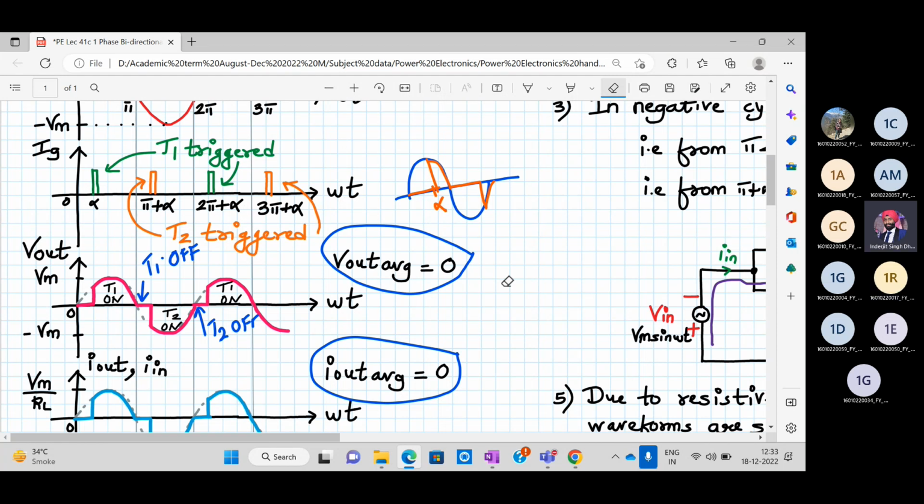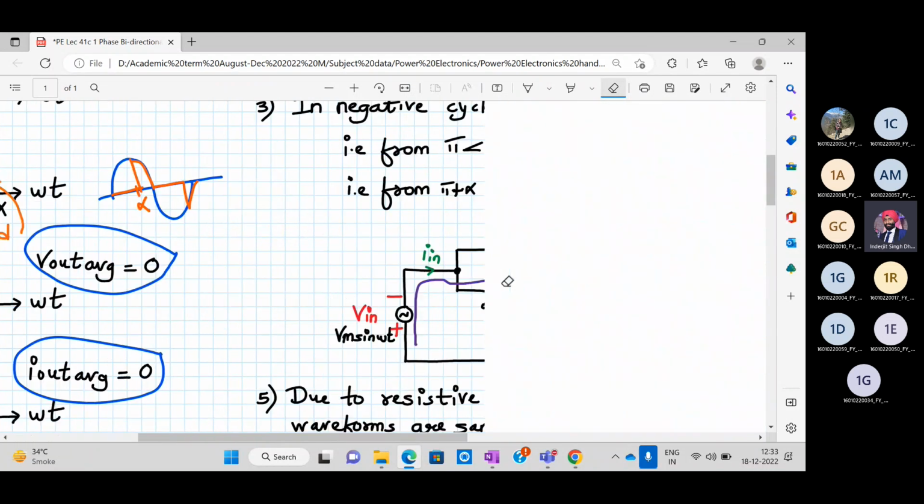Yes, sir. Here we are controlling the amplitude. See, it's amplitude control discussion. An AC voltage controller is where you get a variable AC. By changing the alpha, you can change the RMS value of the output. The average value is zero. Okay.